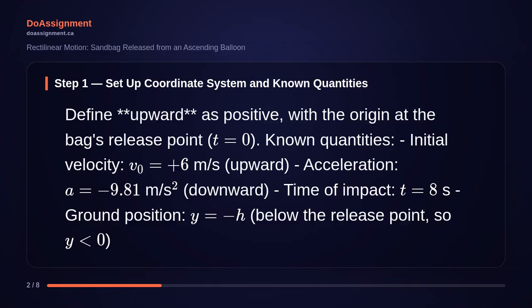We start by setting up a coordinate system. We take upward as positive and place the origin at the point where the bag is released. The bag starts with an upward velocity of 6 meters per second. Gravity accelerates it downward at 9.81 meters per second squared, and we know it hits the ground 8 seconds later. The ground is below the release point, so its position is negative in our coordinate system.